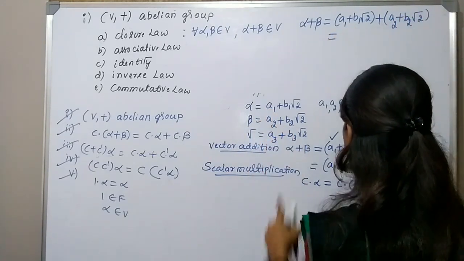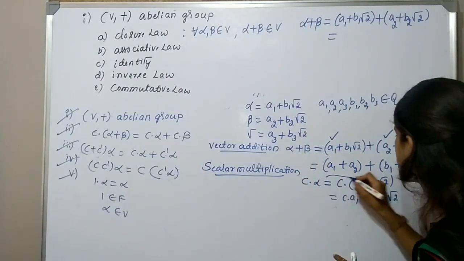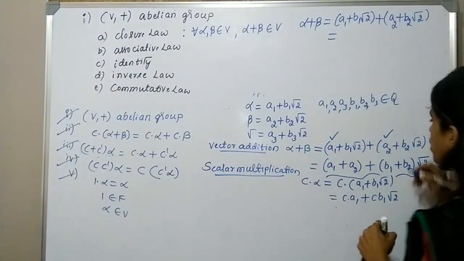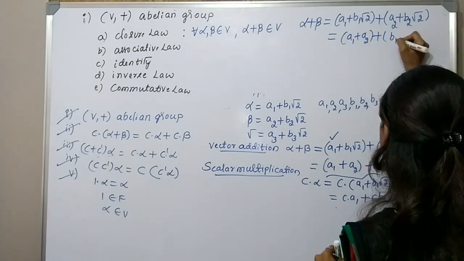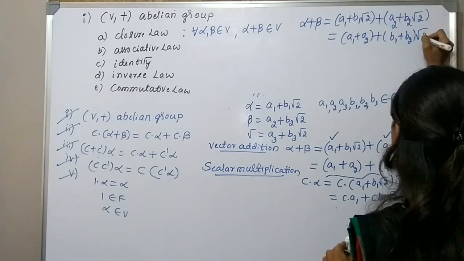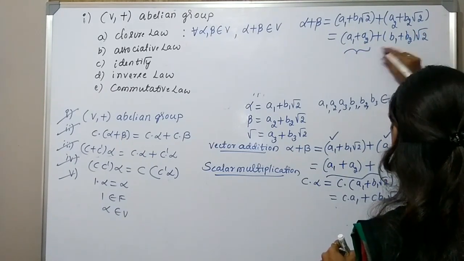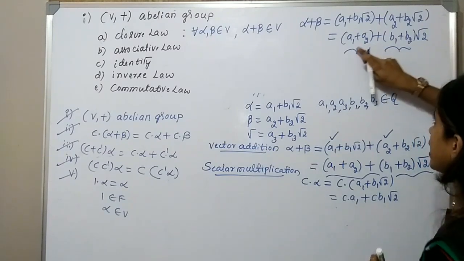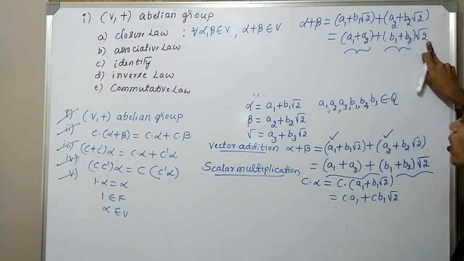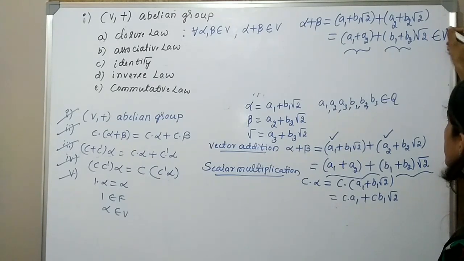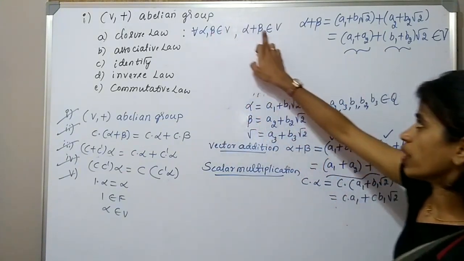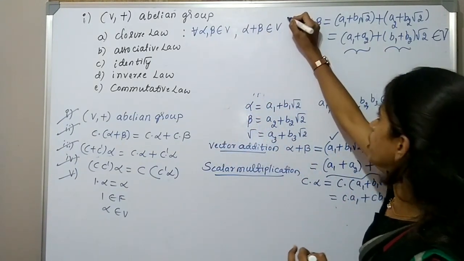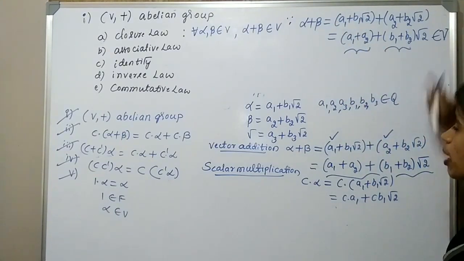So adding these two, we get A1 plus A2 plus B1 plus B2 root 2. So that is A1 plus A2 plus B1 plus B2 root 2, which is also in the form A plus B root 2. So it clearly belongs to the set V. Therefore, for all alpha, beta belongs to V, alpha plus beta belongs to V, because alpha plus beta is in the form A plus B root 2.